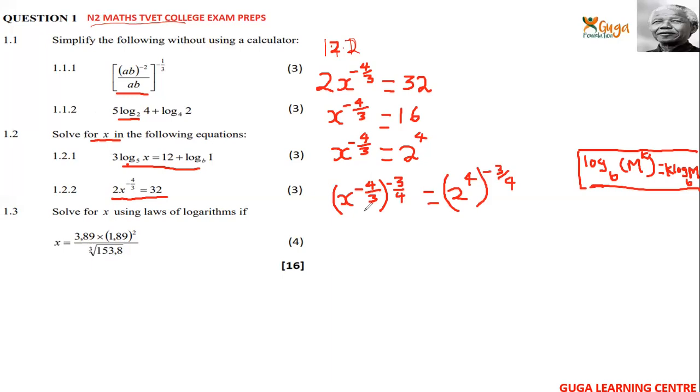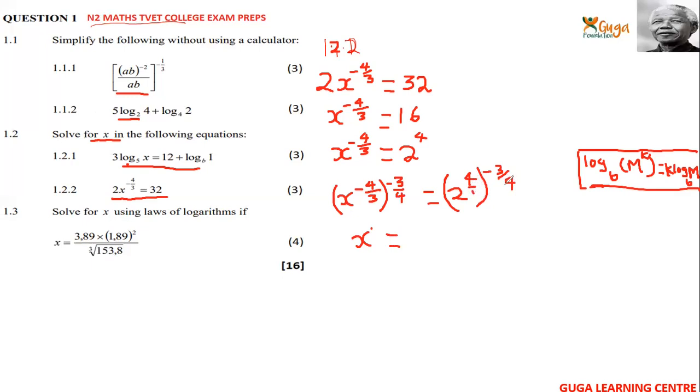Negative and negative is positive, right? The x is still there, so 4 and 4 will cancel, 3 and 3 will cancel, then you are left with to the power 1 here, right? And that's what we want, which is equal to 4. Here it will be 4 over 1.